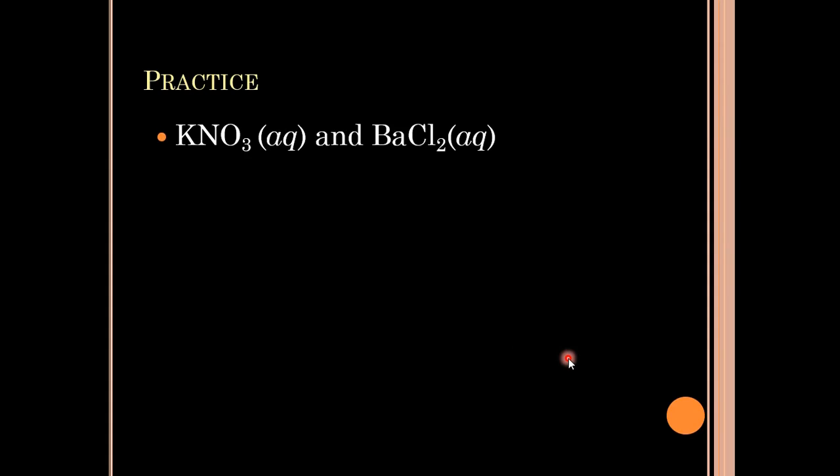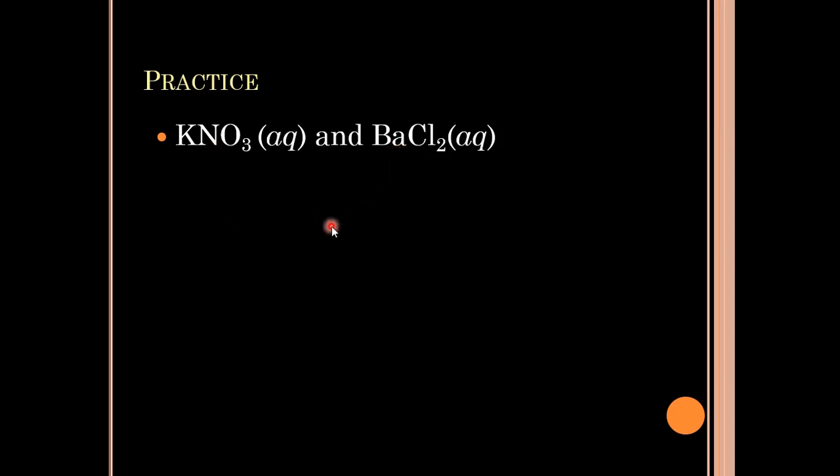I want you to try this on your own. You can pause the video if you want, and then check your answer. So K is going to combine with Cl. Remember, you want to ignore any subscripts. You're basically trying to figure out what's going to go with what in the product. So outsides go together, insides go together. K is going to combine with Cl. Ba is going to combine with NO3.